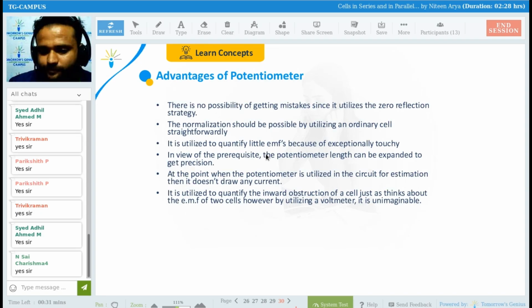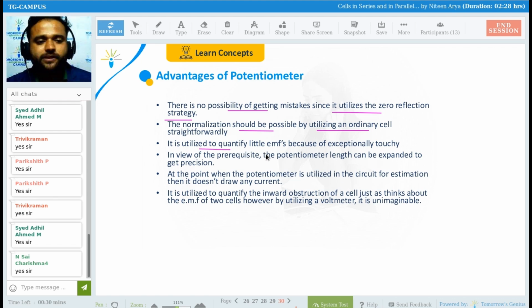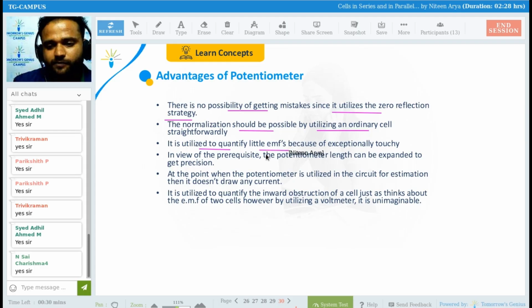Moving ahead, advantages, I'm just going to quickly tell you. There is no possibility of getting mistakes since it utilizes the zero deflection strategy. The standardization can be done by using a standard cell directly. It is utilized to measure, and measure means whenever the number of people needs to be quantified, it is going to quantify little EMFs because it is exceptionally sensitive. Exceptionally sensitive means the moment you touch your metro card to any gate entrance, that is going to count, like one count, 0101.